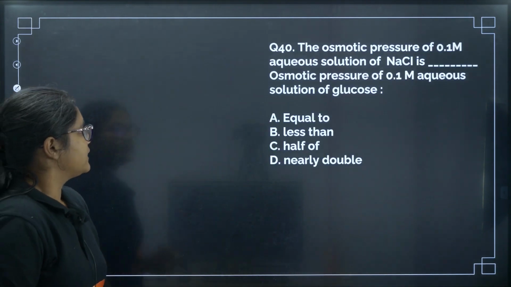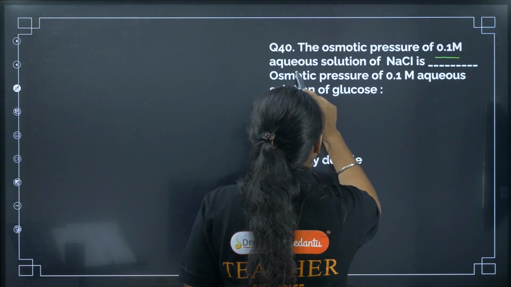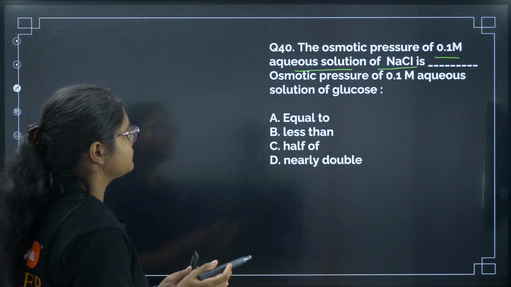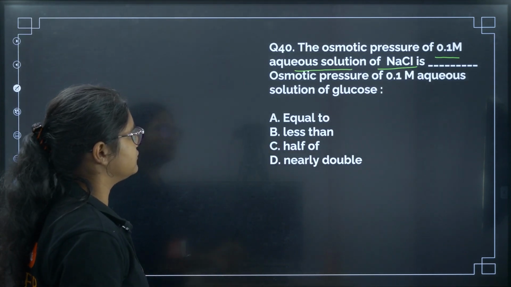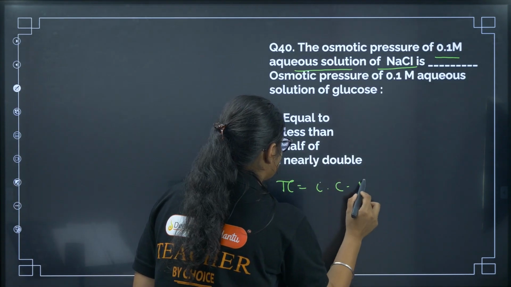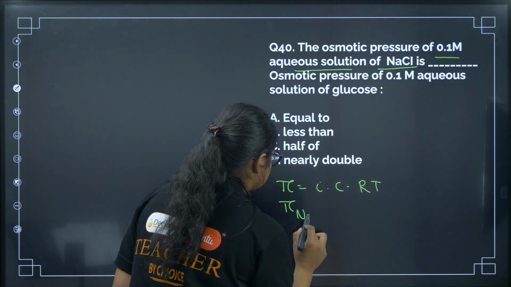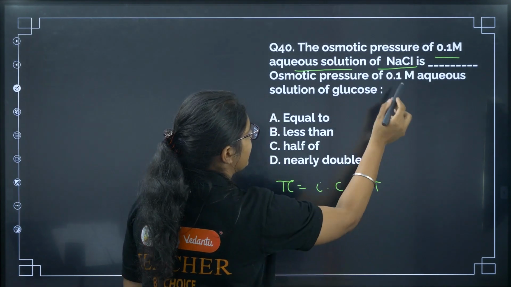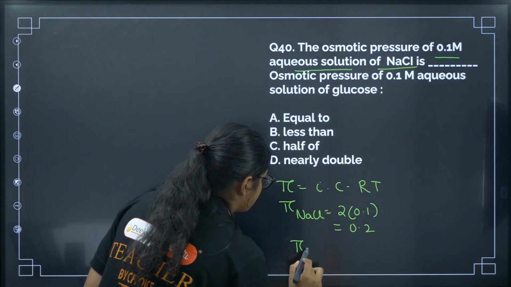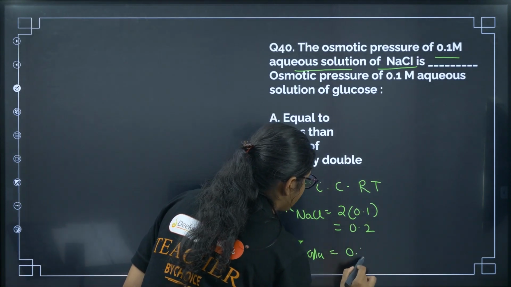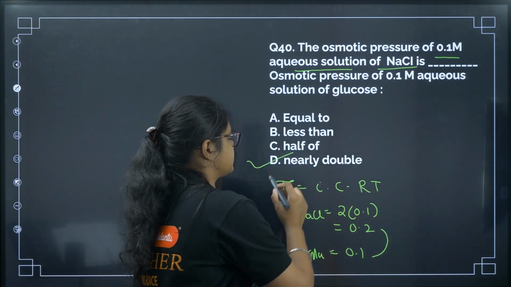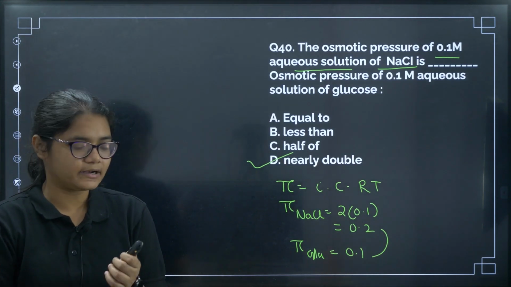Now next question: the osmotic pressure of 0.1 molar aqueous solution of NaCl is dash osmotic pressure of 0.1 molar aqueous solution of glucose. Osmotic pressure is i into C into RT. For NaCl, the i value is 2 and C value is 0.1, so that is 0.2. For glucose, it is 0.1. RT will get cancelled, so it is almost double, right? So the correct answer for this question will be option number D, that is nearly double.